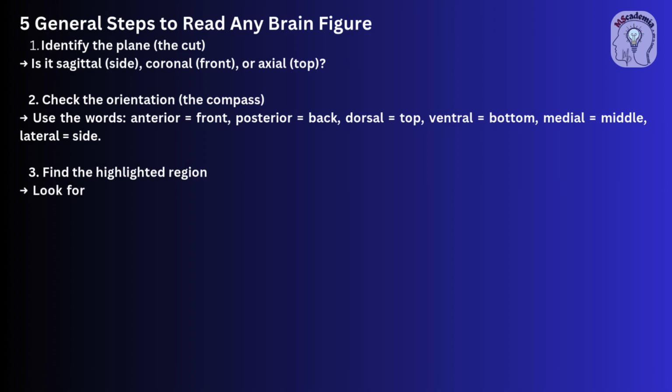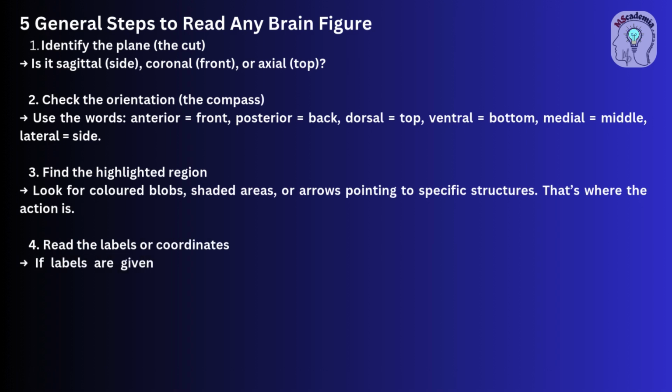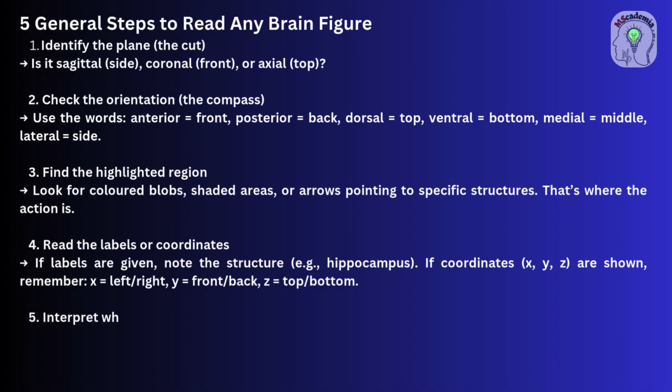3. Find the highlighted region. Look for colored blobs, shaded areas, or arrows pointing to specific structures. That's where the action is. 4. Read the labels or coordinates. If labels are given, note the structure, for example, hippocampus. If coordinates x, y, z are shown, remember: x equals left, right; y equals front, back; z equals top, bottom.